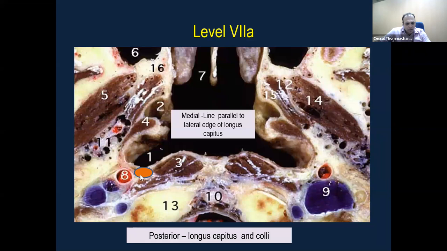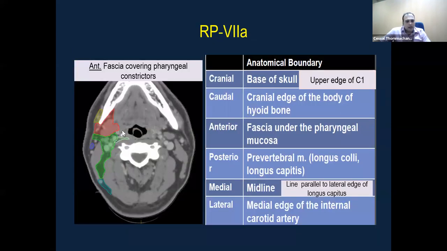The retropharyngeal nodes are seen anterior to the prevertebral muscles. The prevertebral muscles are the longus capitis muscle and the longus colli muscle, and they lie medial to the internal carotid artery. So the lateral limit of the retropharyngeal nodes is formed by the internal carotid artery. And the anterior limit is formed by the fascia covering, the buccopharyngeal fascia, that I will show you.